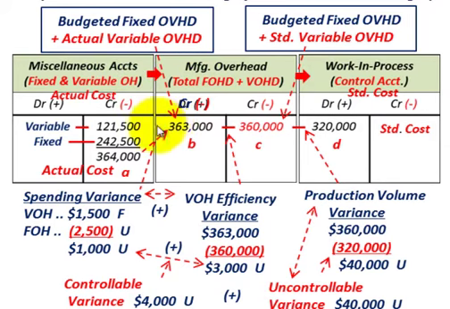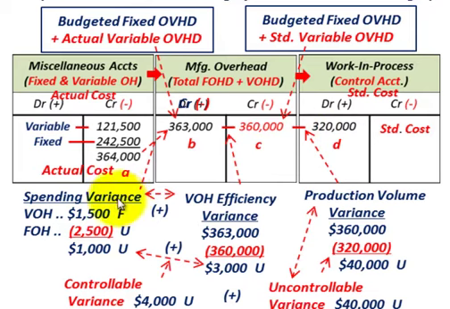So we've calculated all these amounts in our T accounts. Our actual cost for our variable and fixed was 364,000, and then we calculated that actual variable plus the budgeted fixed at 363,000, and then we have our budgeted fixed plus our standard variable. We calculated that at 360,000, and then our standard cost was 320,000, just to review those.